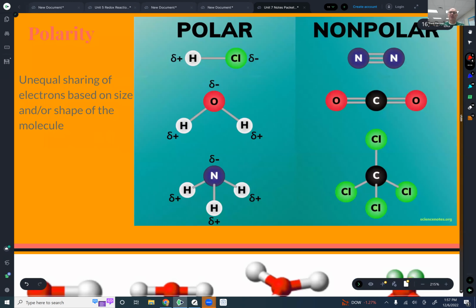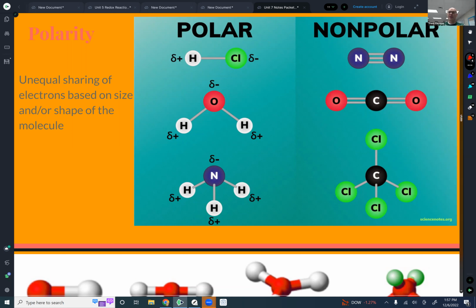So here's what you have to understand: polarity is an unequal sharing of the electrons. It is going to be because of 2 things. So we've already talked about electronegativity, and that's different. That's the polarity that's in the bonds. This is the polarity of the molecule in its entirety based on either size or shape. And so if you're looking at this, I'm going to have a better image on the next one.